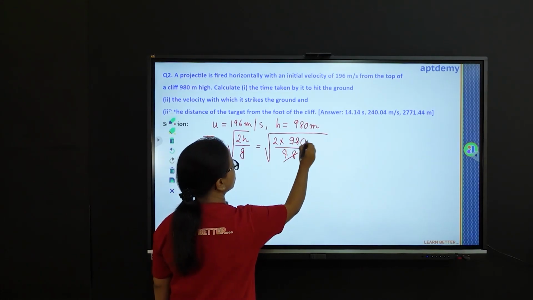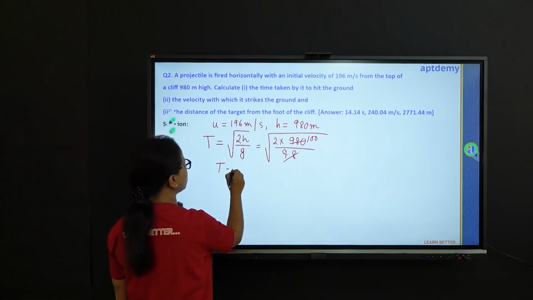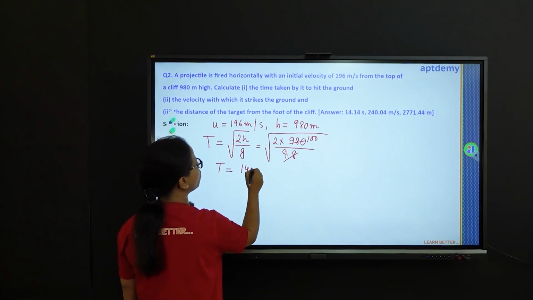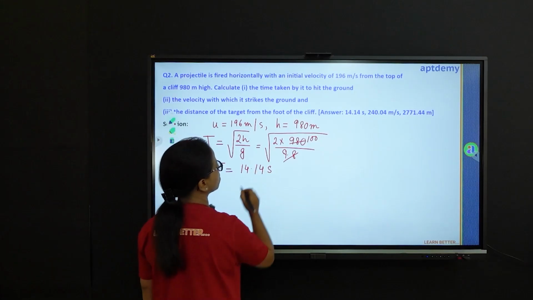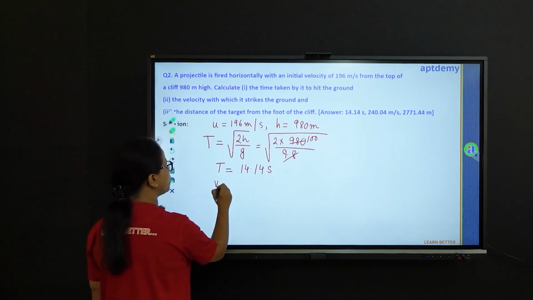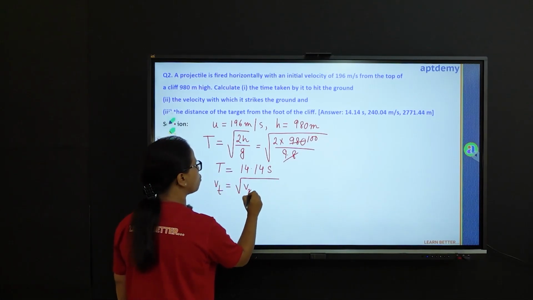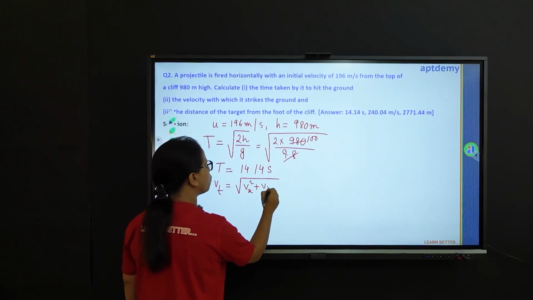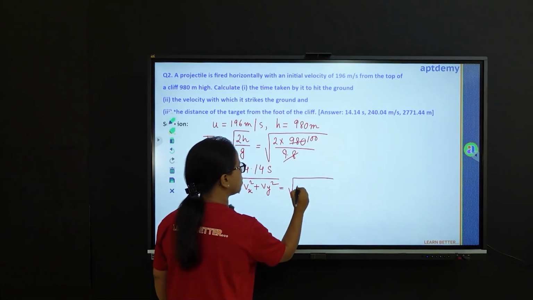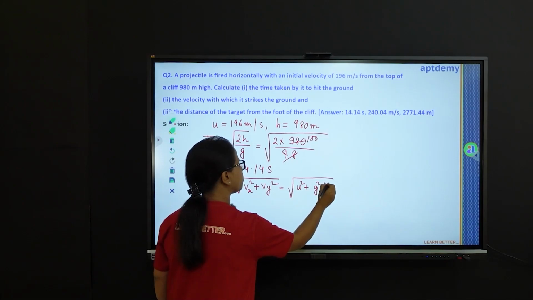So this is 100, and ultimately we get t equal to square root of 200, which is 14.14 seconds. Now next we are to find out the resultant velocity, that is Vt. We remember the formula for it as square root of Vx square plus Vy square, which is nothing but u square plus g square t square.